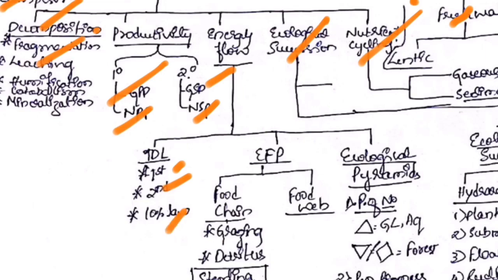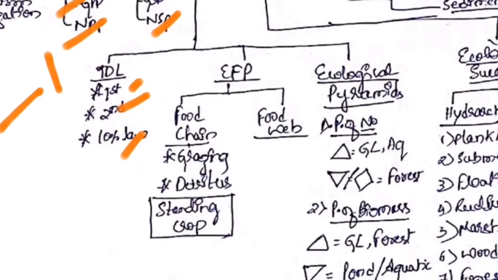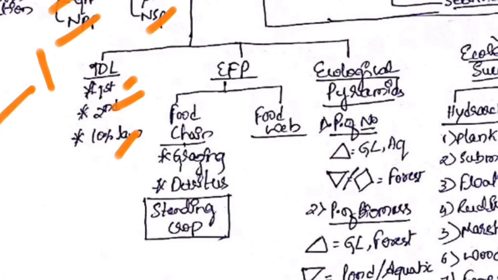10% law: only 10% of the energy is transferred when energy is transferred from one form to another form. Okay, only 10% of energy transformation takes place. The remaining is used for respiration, or it is given to the environment in the form of heat.